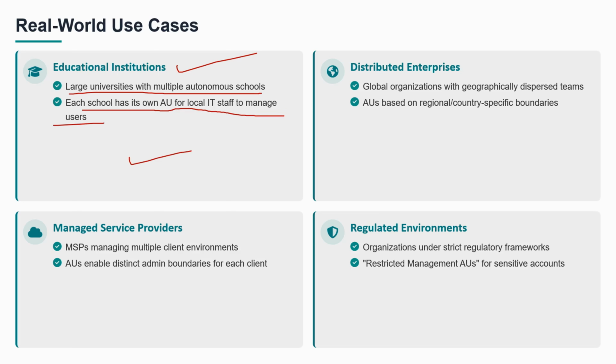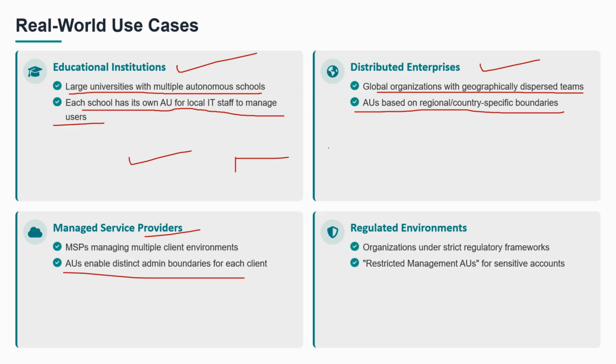And the third thing is distributed enterprise. Like you have a global organization and geographical teams, AUs can be based on country and specific boundaries, correct? Managed service providers: if you have multiple service providers, you can create an AU and give the roles there to manage inside the container. It basically gives the control over that particular container that you want, and that container will have the access inside to their users and all.